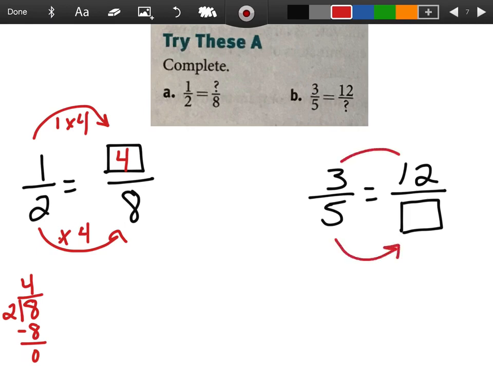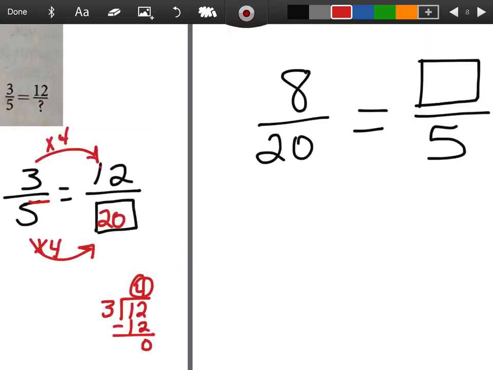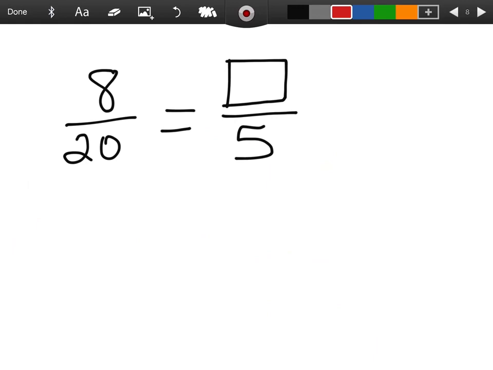Okay, same thing here. But look, now I don't know the bottom number. Does that matter? No, not at all. So 3 and 12, well, 12 divided by 3 is 4. Okay, so I know 4 is what I multiplied by. I'm going to multiply this by 4, so 3 times 4 is 12. What I do to the top, I must do to the bottom, which means this has to be multiplied by 4 as well. And 5 times 4 is 20. Okay, that's easy peasy.